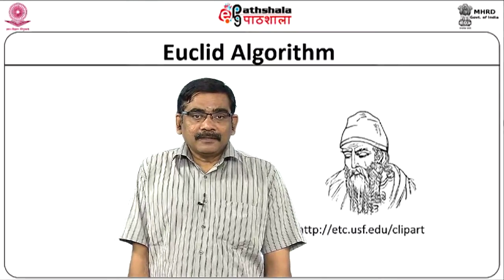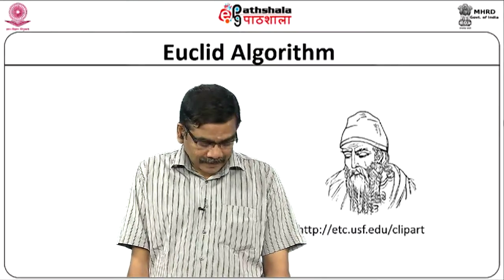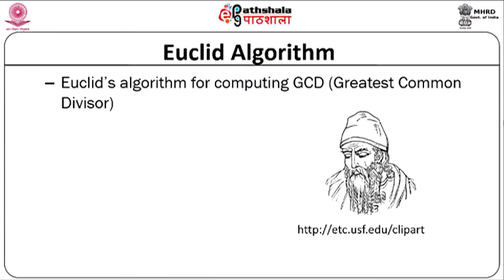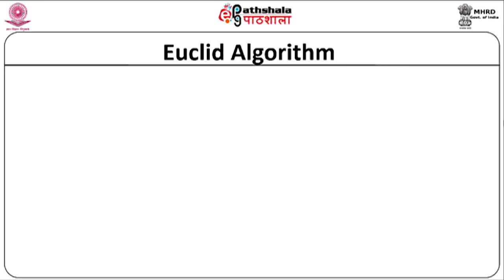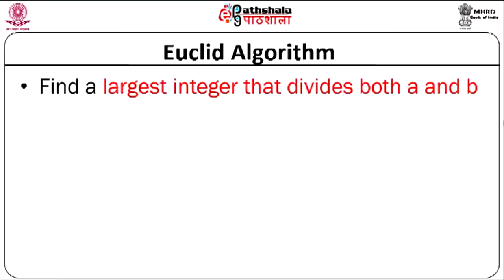One of the primary algorithms which we will take for our consideration is Euclid. The Euclid algorithm is for computing GCD, the greatest common divisor. Historically, this is an ancient procedure designed by Euclid. Its period is approximately 300 years BC, before Christ. This algorithm aims at finding the largest integer that divides both A and B.